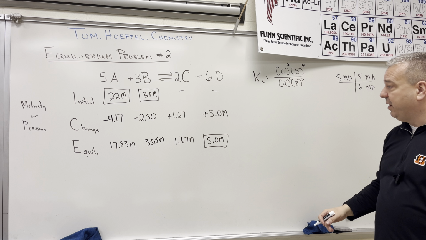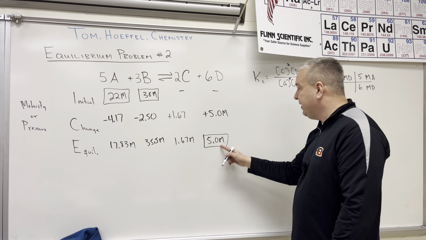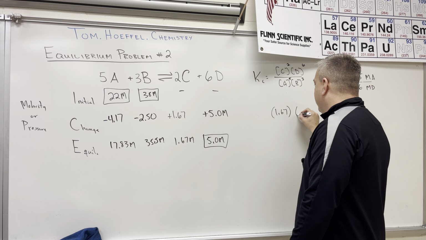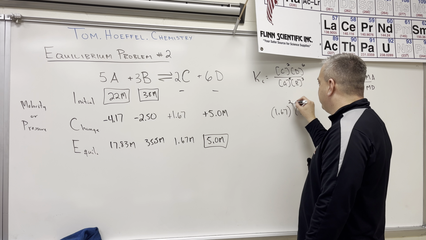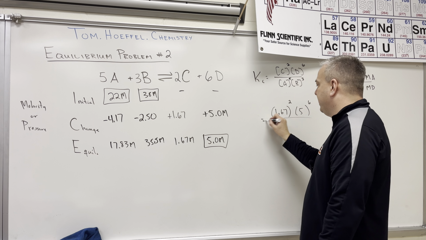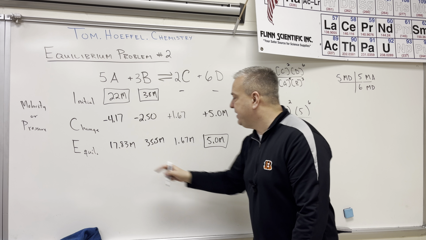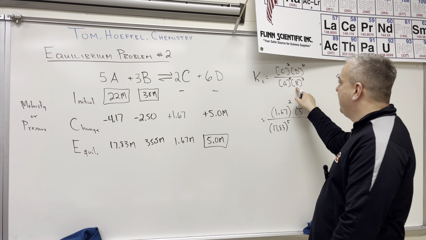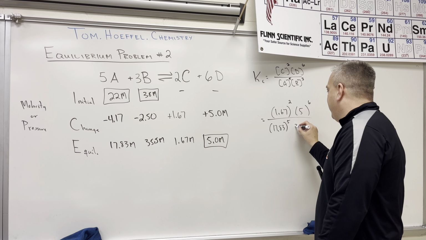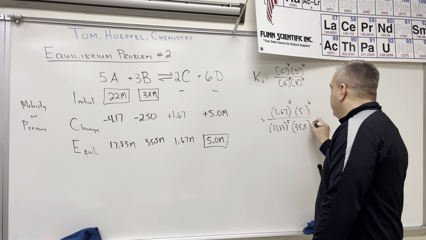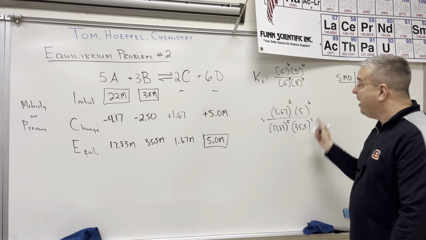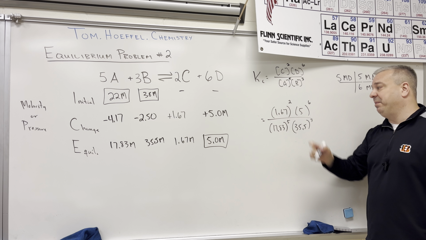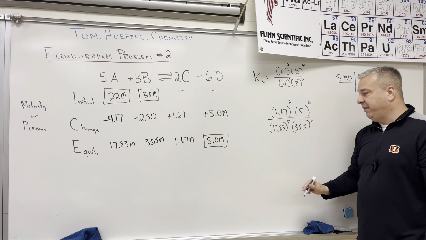And what we're going to do is plug these numbers in. 1.67 and 5 for C and D, and that's 1.67 to the 2 and 5 to the 6, sorry. And then A and B is 17.83 to the 5th, and the B is 35.5 to the 3rd power. Now, I don't think I'm going to be able to cross things out this time, just using logic. I'm probably going to have to use a calculator to do all this math.